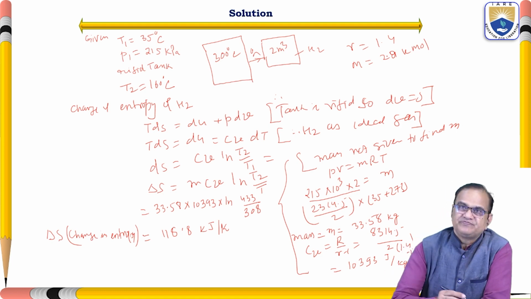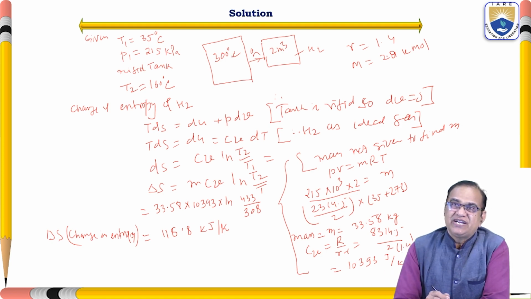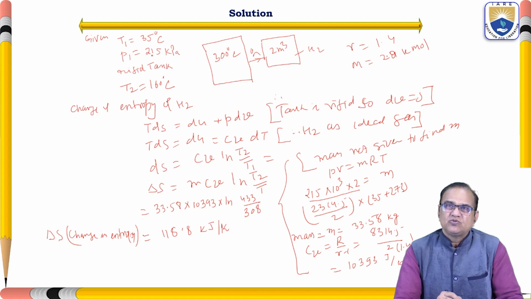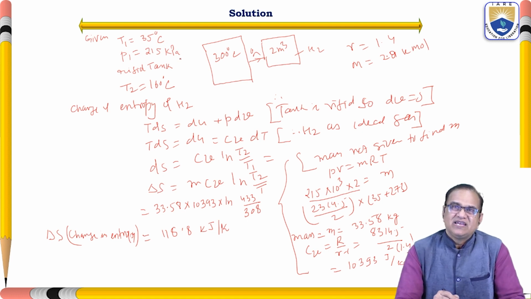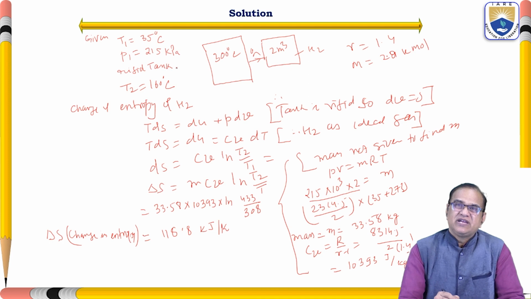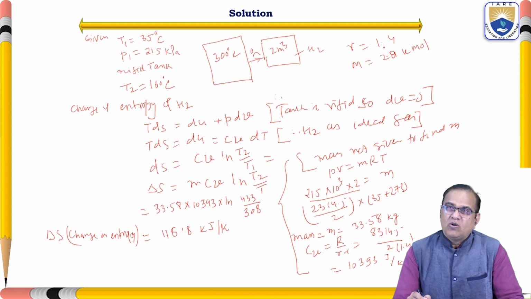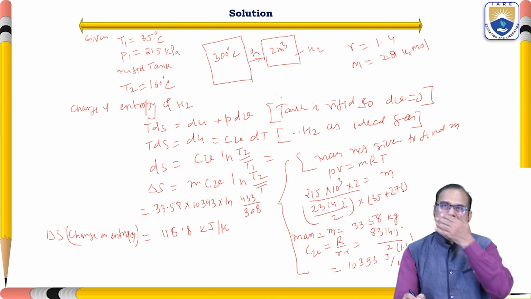So here, initially it is 2 meter cube of hydrogen. The temperature T1 is 35 degrees centigrade. P1 is 215 kilopascal. It is a rigid tank. T2 is equal to 160 degrees centigrade. The gamma is equal to 1.4 and the molecular weight is 2 kg per kilomole.